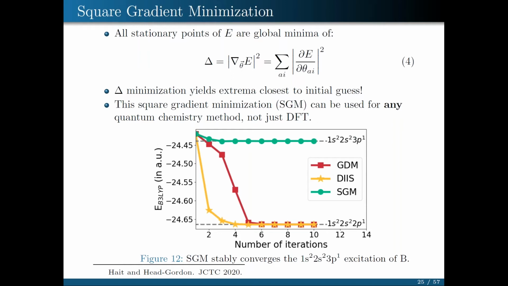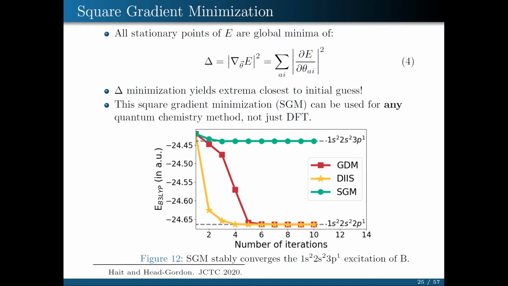And the objective function we chose to use was this quantity delta, which is a squared gradient of the energy versus orbital degrees of freedom, theta. This is convenient because any stationary point of energy is a global minimum of delta with delta equals 0. And any point with delta equals 0 is a global minimum. So if we find some kind of an initial guess and minimize delta to 0 with very slow steps by following the gradient, we are guaranteed to land on the stationary point closest to this initial guess.